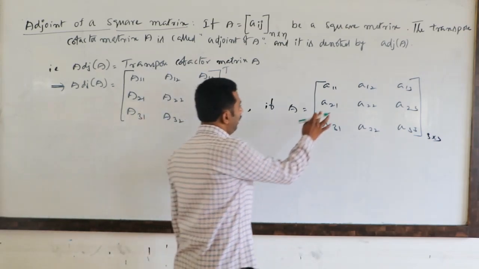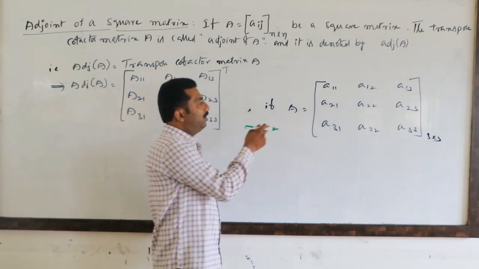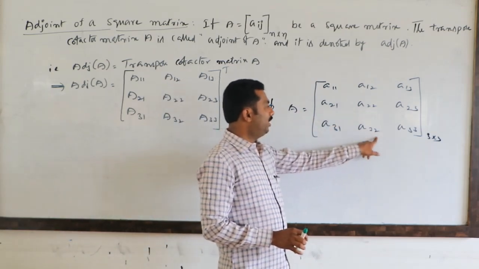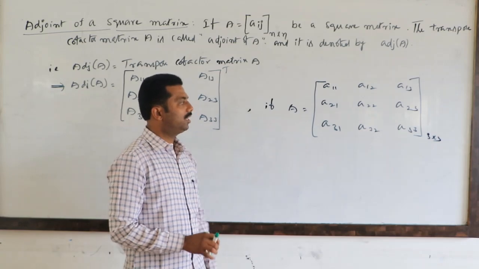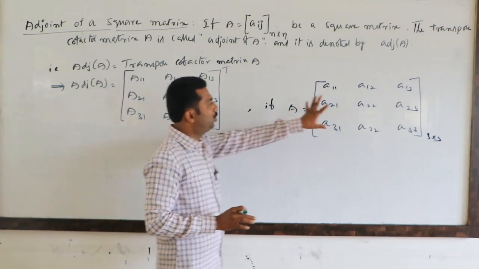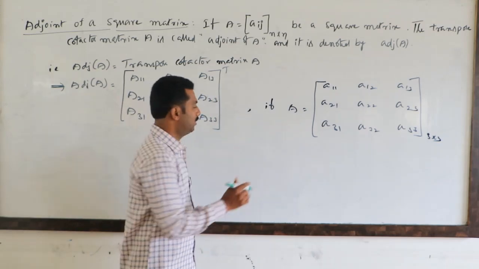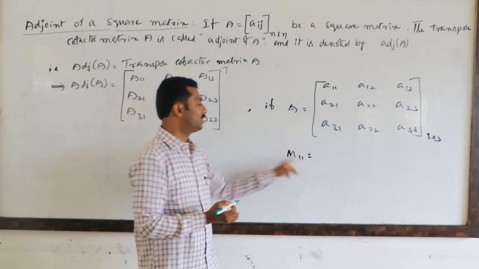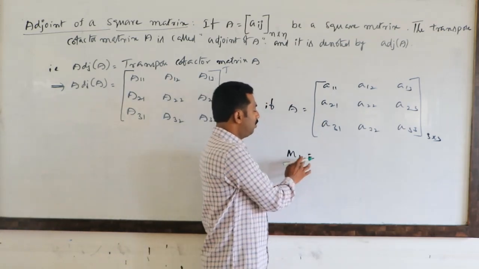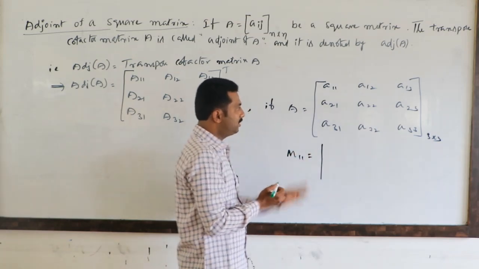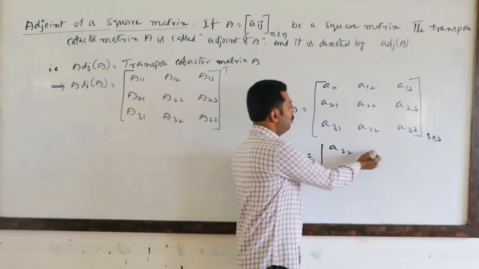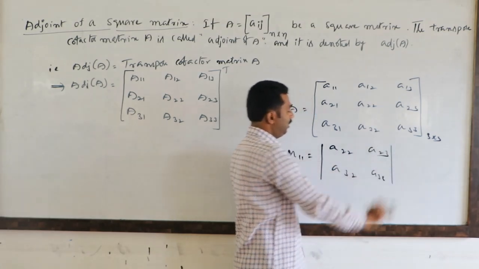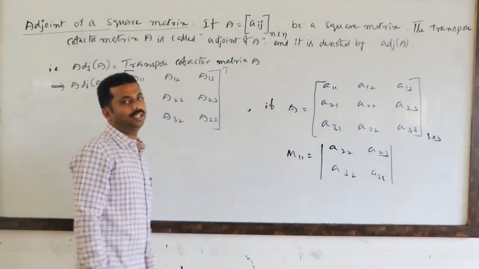You observe, A21 means an element of capital A which is in the second row first column. A32 means third row second column, A33 means third row third column. So this is the position of elements of a square matrix. Minor is denoted by, suppose M11, the minor of first row first column, means we delete the first row and first column, and we get one determinant. What is that determinant? A22, A23, A32, A33. If you simplify this we will get one real number, that is the minor.